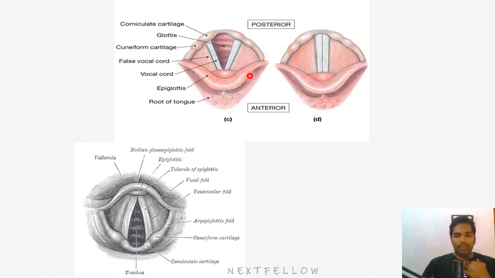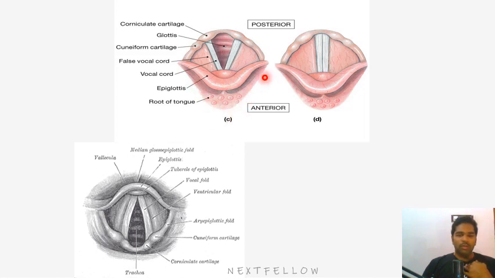Now, this is the epiglottis. This is a view from above. So this is the posterior region. This is the anterior region. This is the posterior commissure. This is the anterior commissure. This is the epiglottis. This is the glottis in a closed position. This is the glottis in an open cadaveric position.